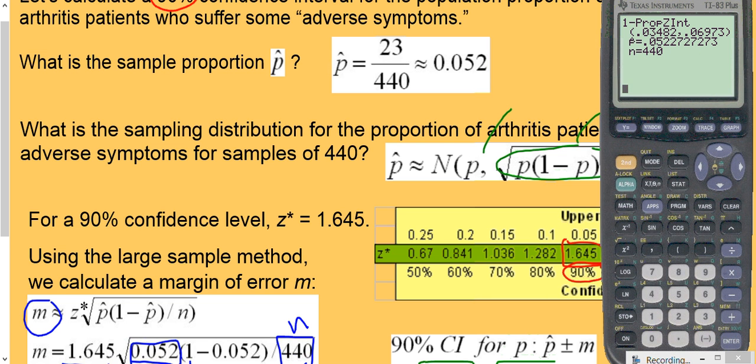That gives us something approximate, a little bit different than what they gave us because they calculated it a little bit differently with rounding and so on. But this is the same answer. So an interval between 0.034 and 0.069. Again, a little bit different than what is on our slide, but it is as good.